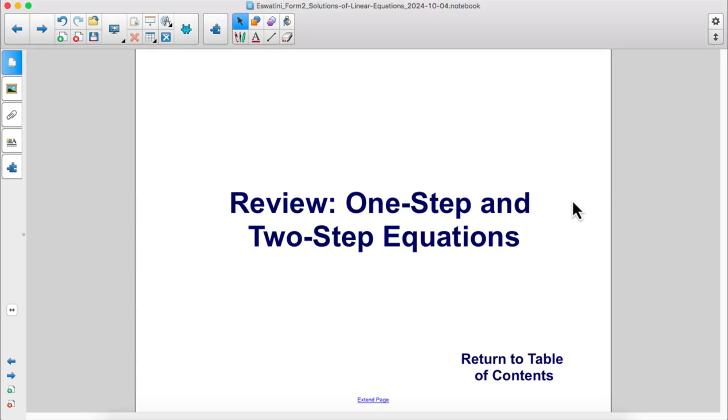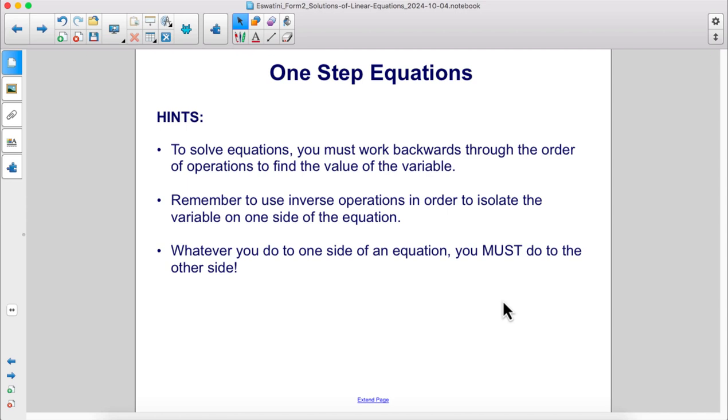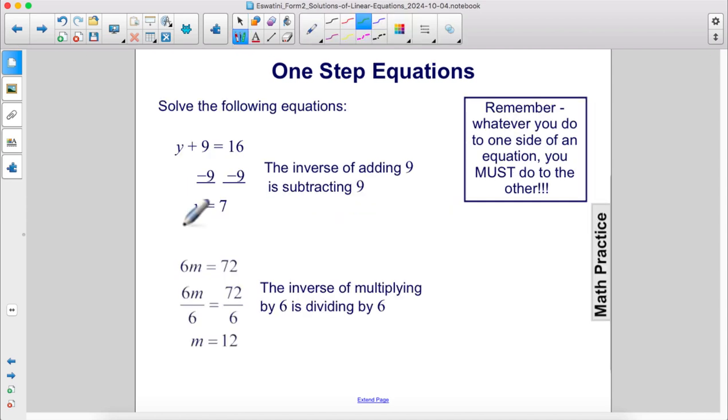Review: one-step and two-step equations. One-step equations. Hints. To solve equations, you must work backwards through the order of operations to find the value of the variable. Remember to use inverse operations in order to isolate the variable on one side of the equation. And whatever you do to one side of an equation, you must do to the other side.